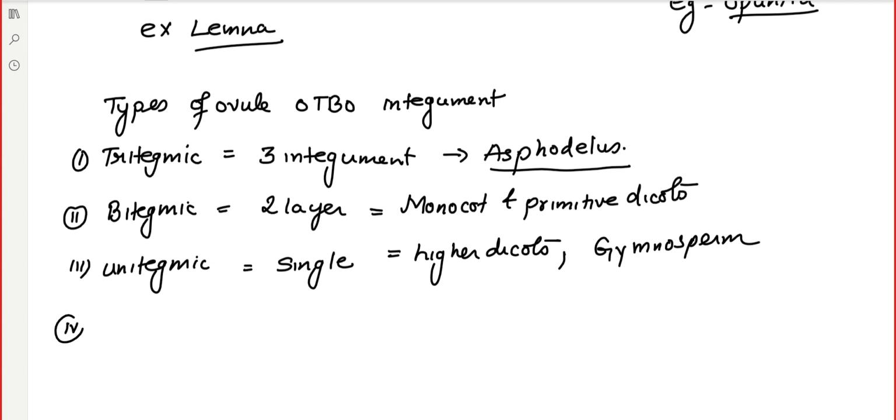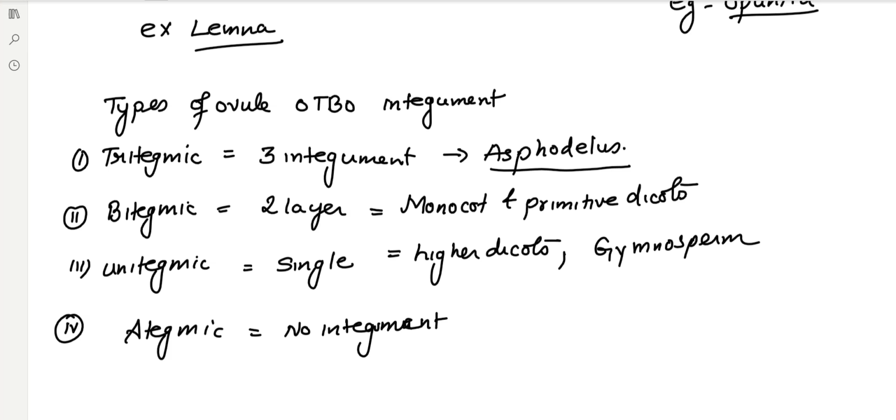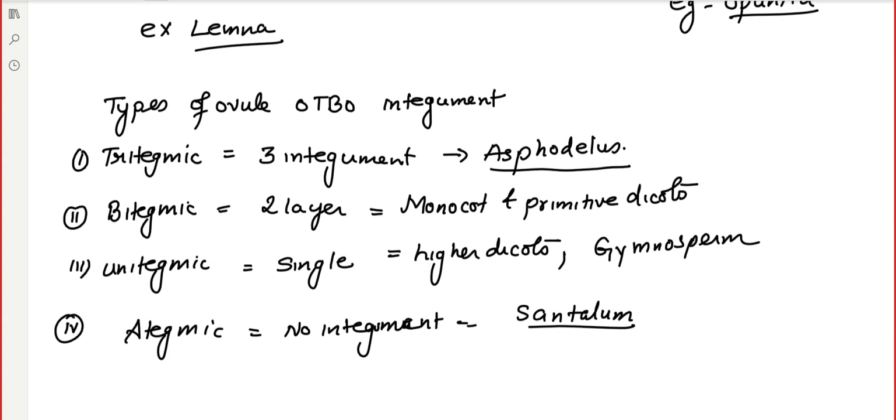Now the 4th type which we have is the ategmic type. In ategmic there will be no integument present, and here you get the example of the plant known as Santalum. So these are your examples and the types of ovules on the basis of integument.